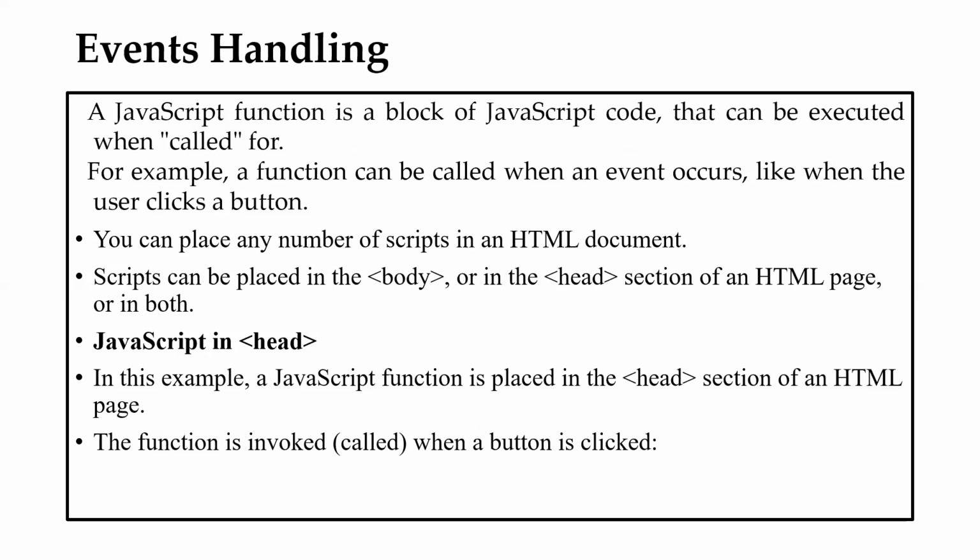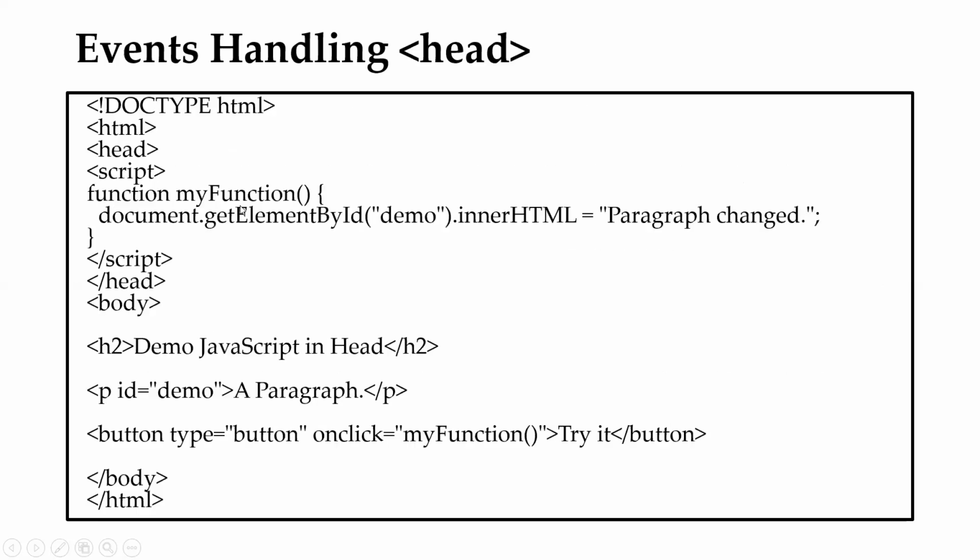So, JavaScript in the head section. In this example, the JavaScript function is placed in the head section. The function is called or invoked when the button is clicked. A JavaScript function is a block of JavaScript code that can be executed when the function is called. For example, in the HTML editor, in the head section, myFunction is defined. When the document is loaded, before that, this button will be there.